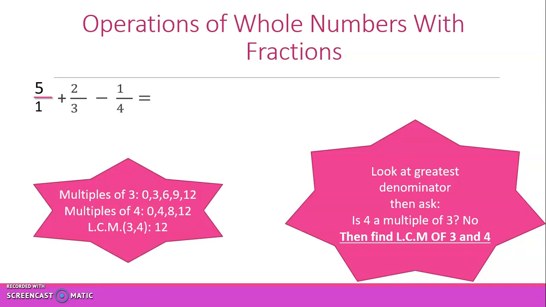I list the multiples of 3, the multiples of 4. I underline the common multiples. They are 0 and 12. Then the LCM of 3 and 4 is 12. Means the common denominator is 12.